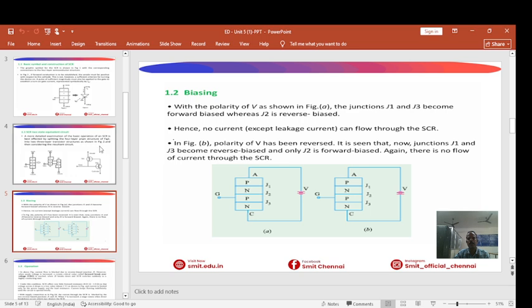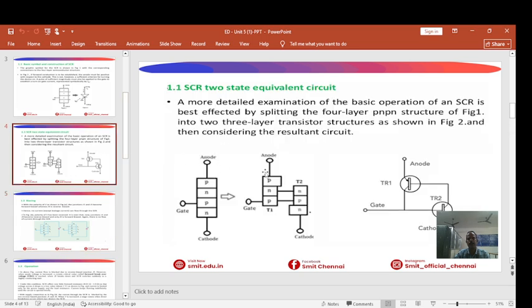Actually, coming to the biasing of these two transistors, we can say that it is an analogy of the two-transistor equivalent, that is a PNP transistor and an NPN transistor connected together. From the diagram you can see the first is PNP and the second is NPN. If both are combined together, they form a PNPN structure, which is a very familiar thing that you have to note.